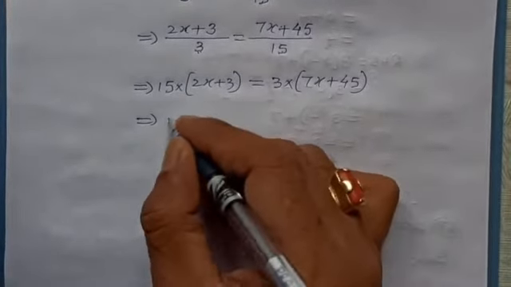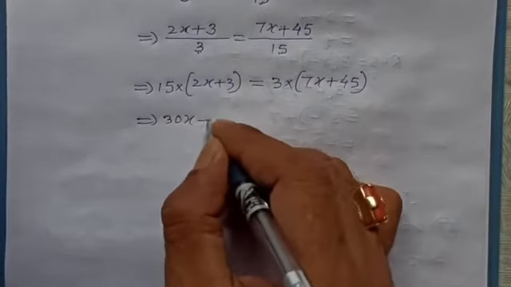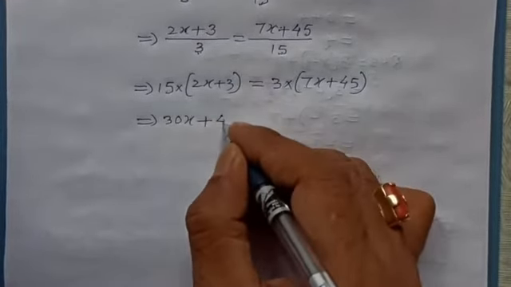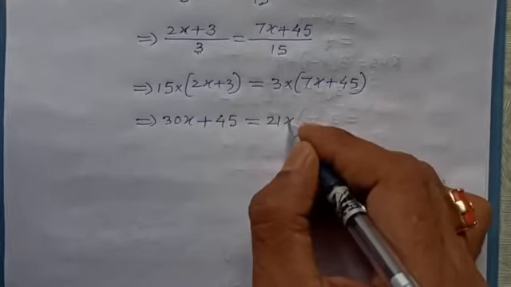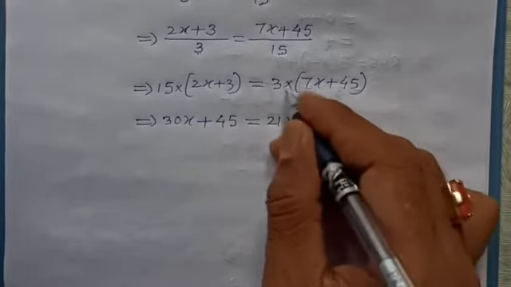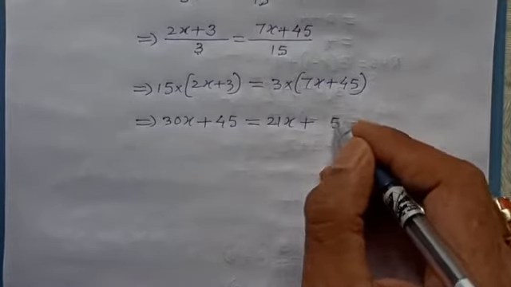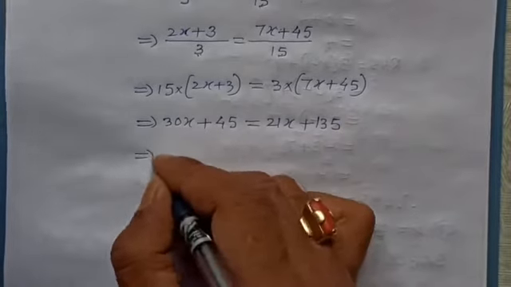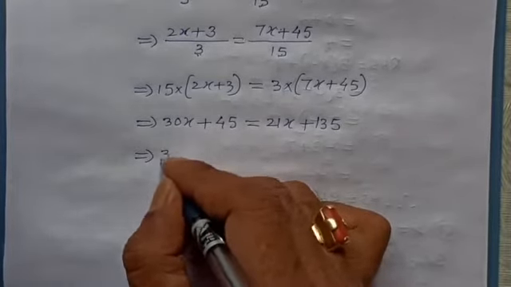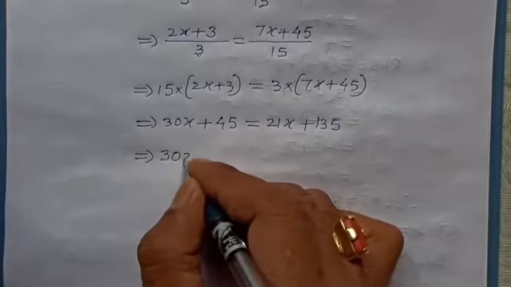15 into 2x is 30x. 15 into 3 is 45. 3 into 7x is 21x. 3 into 45, 3 5s are 15, 1 carry, 3 4s are 12, 13, so 135. Next step: we have to keep the numbers with the variable on the same side.